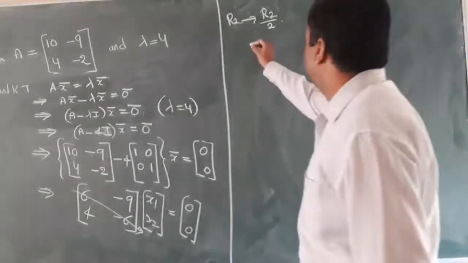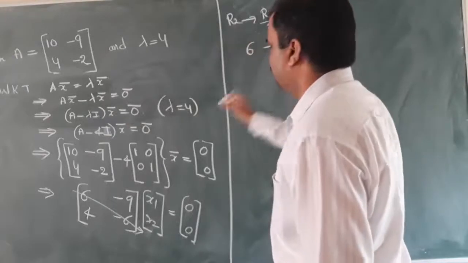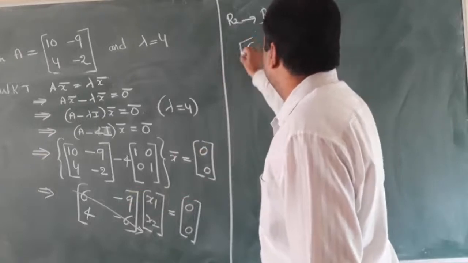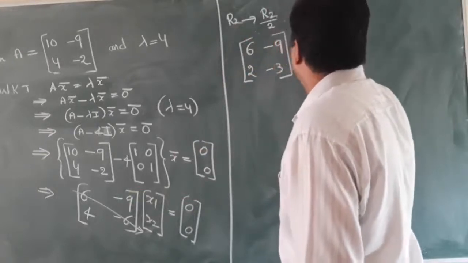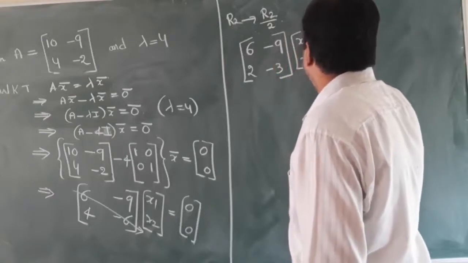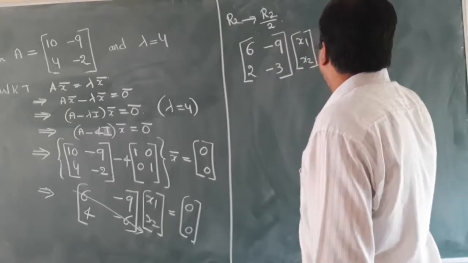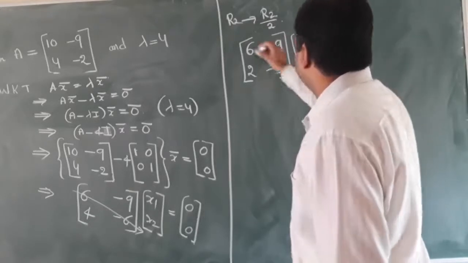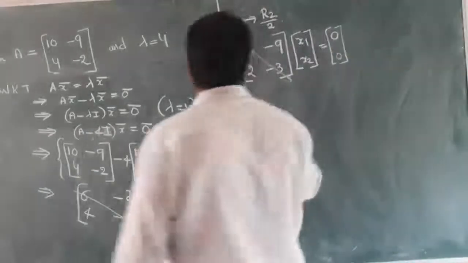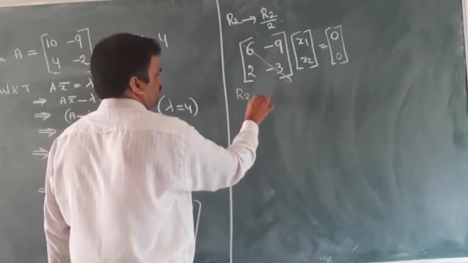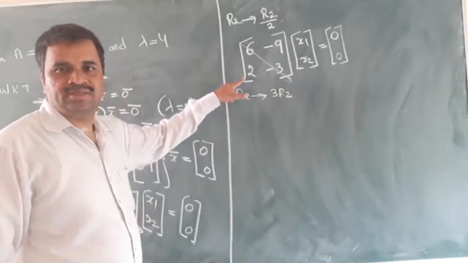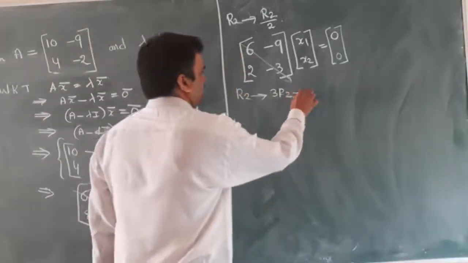First row as is: 6, minus 9. Second row: 2, minus 3, times x1, x2 equal to 0, 0. And now this position we have to make 0. So, alright, R2 implies 3R2 minus R1.